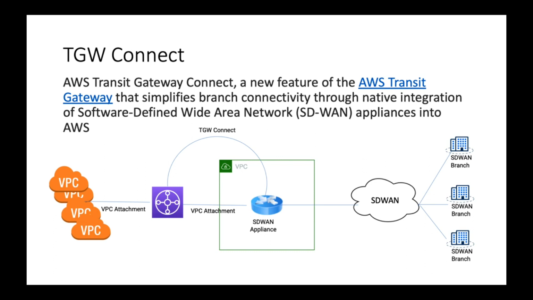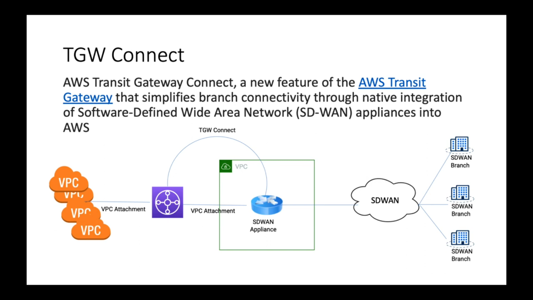For the SD-WAN appliance sitting in the transit VPC, you can set up a TGW Connect to it. In order to set up a TGW Connect, you need to first set it up as a VPC attachment. So the transit VPC gets added to the transit gateway as a VPC attachment, so that the subnets that exist in the transit VPC can get advertised to the transit gateway, and using that you can build a GRE tunnel using the private IP addresses.